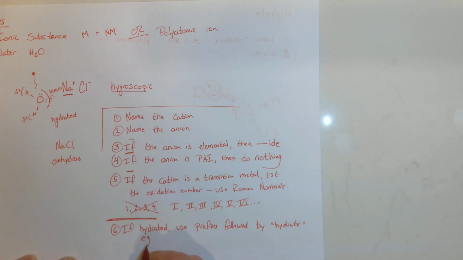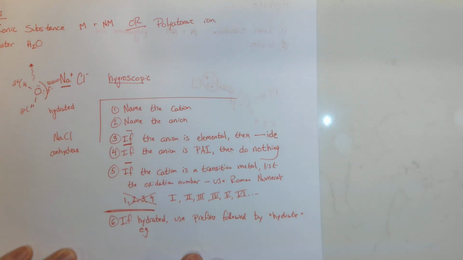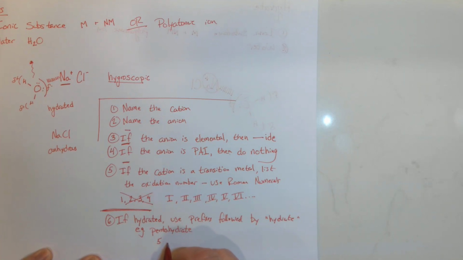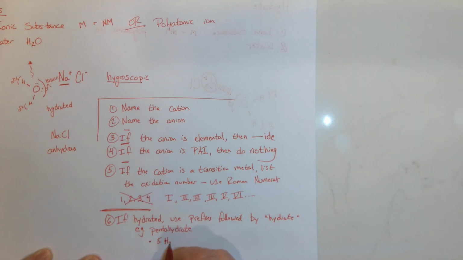For example, we might do pentahydrate. And how many waters would that be? It would be 5 waters, or sorry, dot 5 H2O. Great.